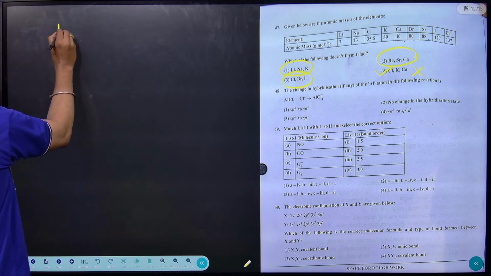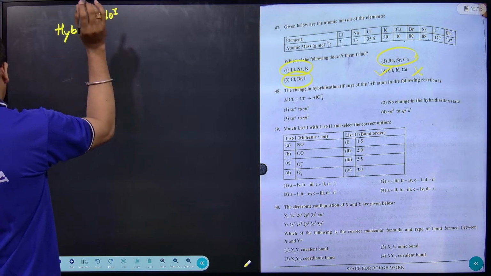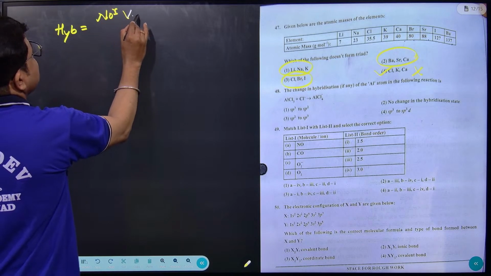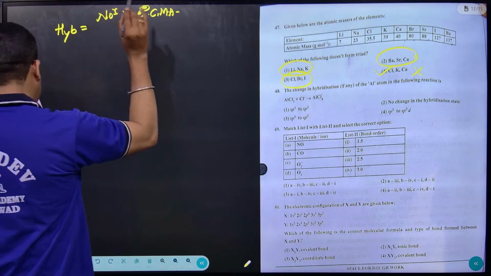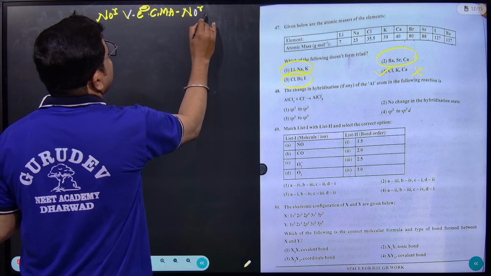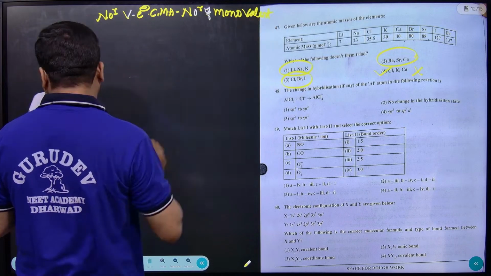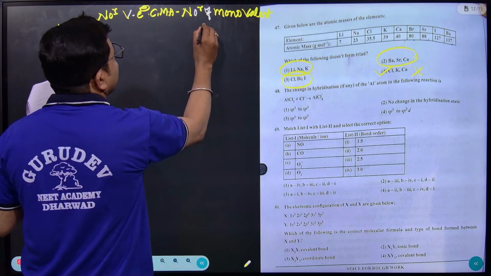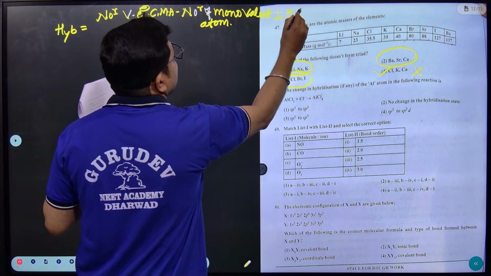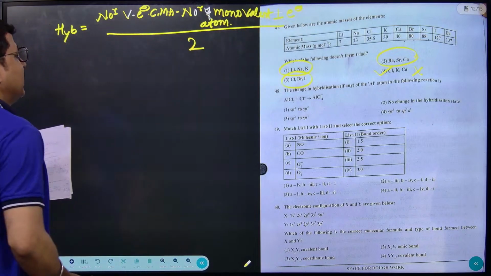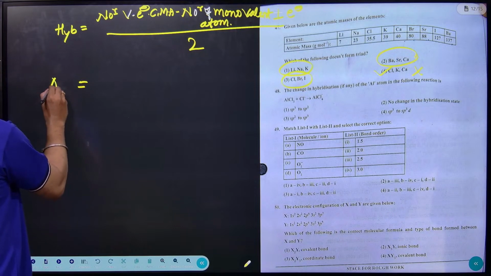Hybridization is equal to, here is the formula: number of valence electrons of the central metal atom minus number of monovalent atoms plus or minus electrons, divided by 2. So by utilizing this formula, we calculate Al.